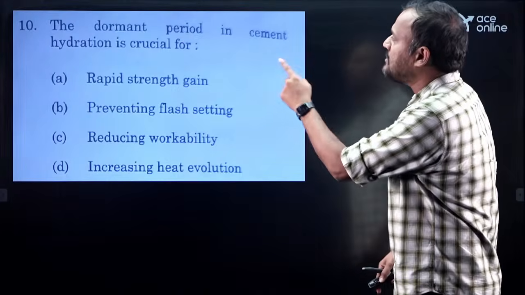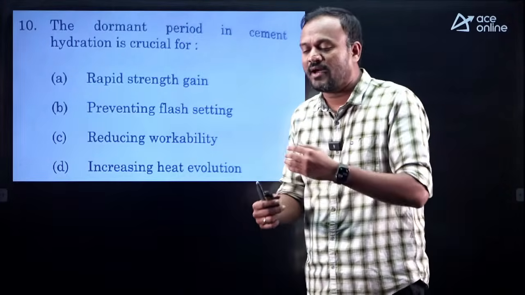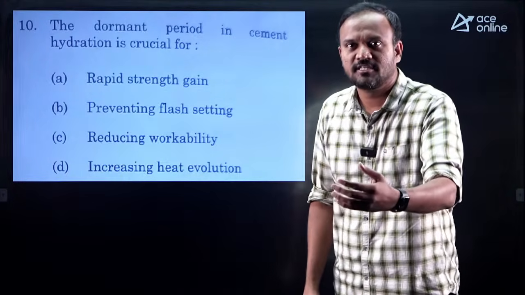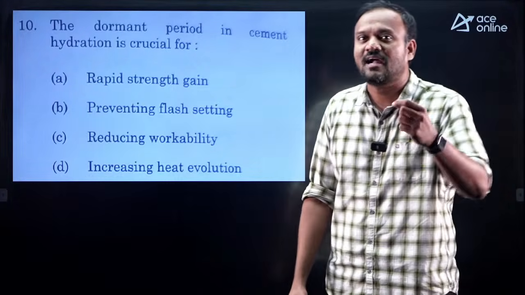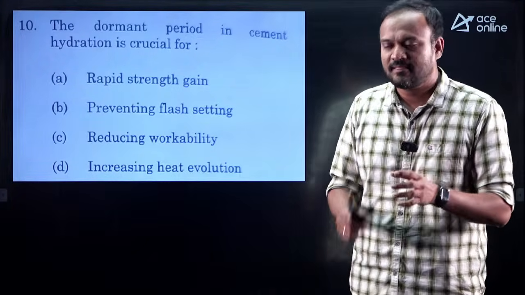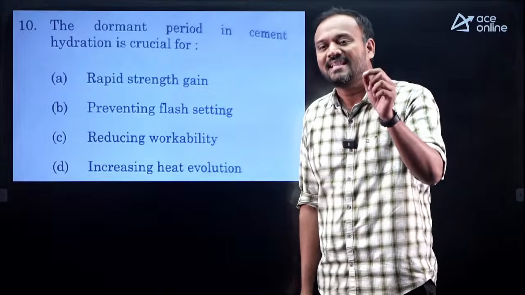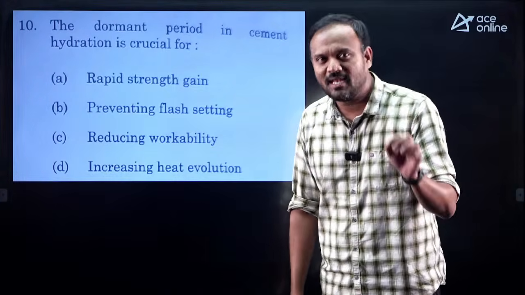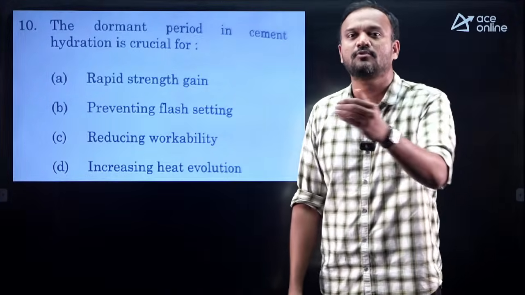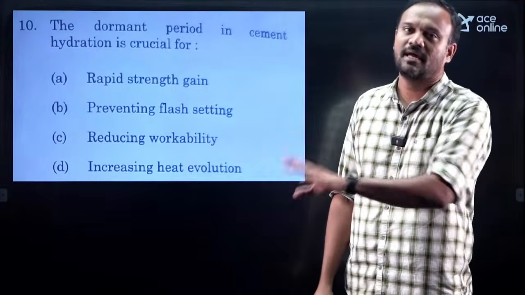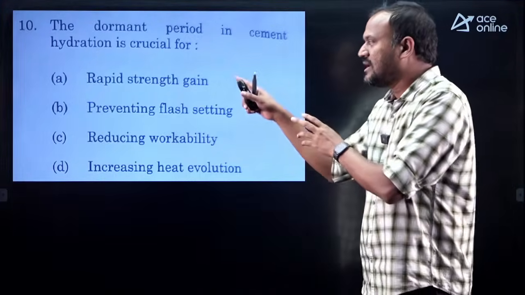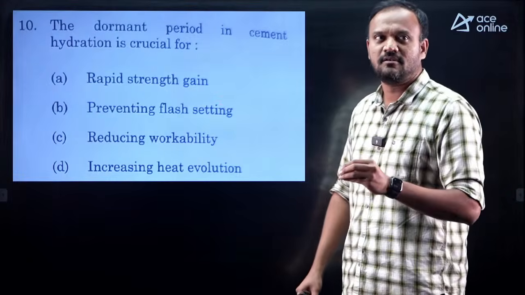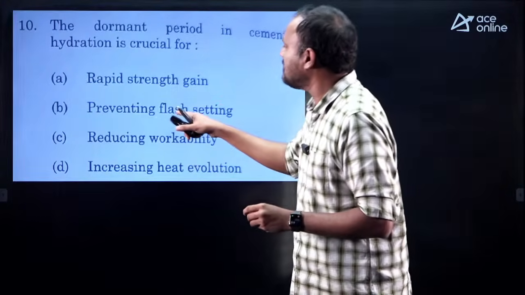So, primarily the dormant period is, once you have prepared concrete, from that moment to the moment when plasticity starts reducing significantly. That period is mainly meant for giving workability to the concrete so that work can be done. But that option is not given. So, here the nearest option will be preventing flash setting.